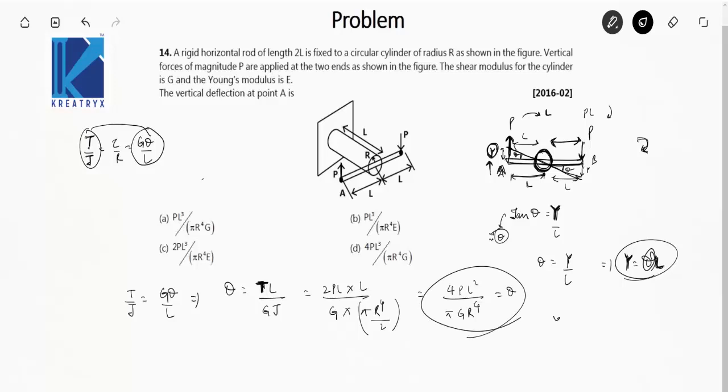Now y is equal to theta L. So multiply it by L and you will get the vertical deflection of point A. I guess the options are missing in this question. Let me see. The options are not given in this question. So our answer will be 4PL cube by pi G r raised to the power 4. This will be our answer. So this was actually a nice question.